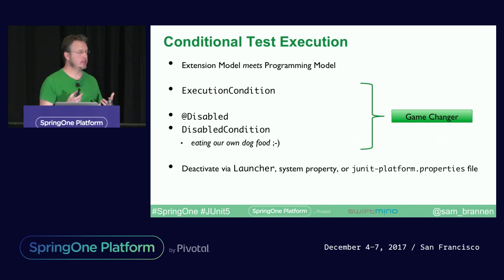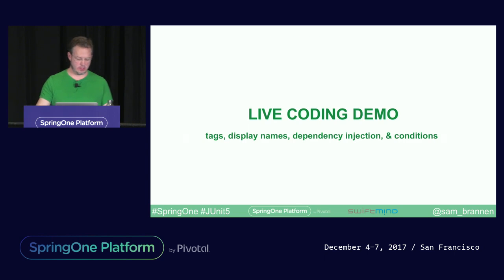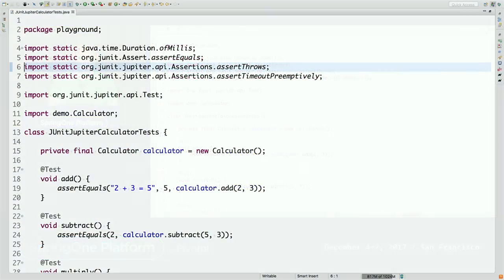And with these things, you can also actually deactivate them. So maybe you have a bunch of disabled things, or maybe you have things that only used to run on the CI server. Maybe they run locally now and you want to check it out. So you can disable all the conditions with the startup parameter system property or within the JUnit Platform properties file, and then those things will be ignored, and you can see those tests pass in a different environment and stuff like that. So you set that by junit.conditions.deactivate, and then it's a kind of a wildcard pattern based on the package and then the class name. So some more coding. Tags, display names, dependency injection. All right.